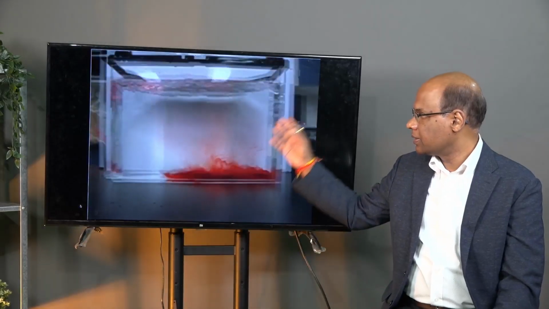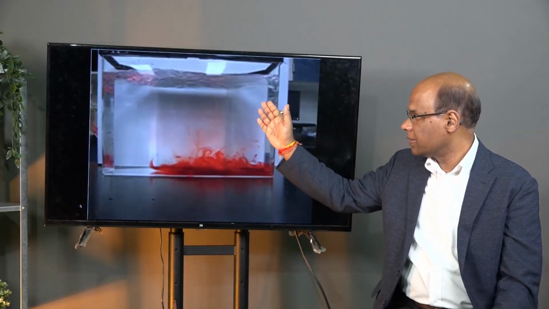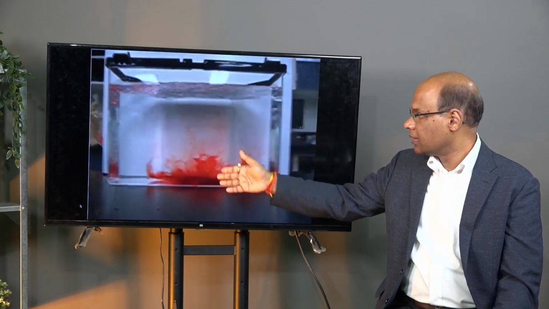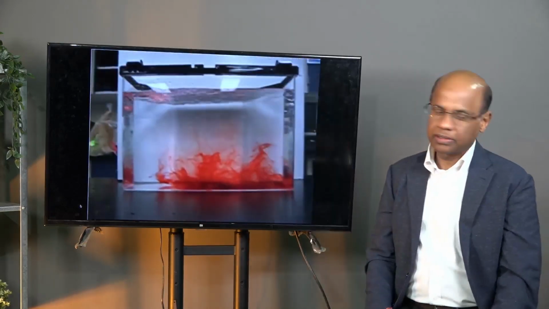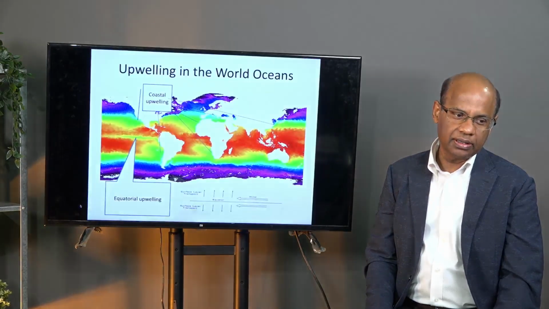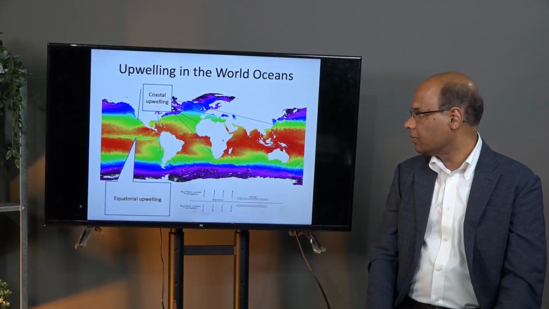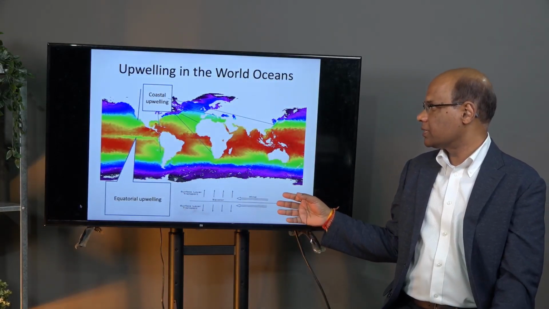So you can see as the wind is taking away water from this side of the fish tank, the water is now coming up from the bottom to fill that gap, and that's what is upwelling. In the real world, we have a lot of places where upwelling happens.